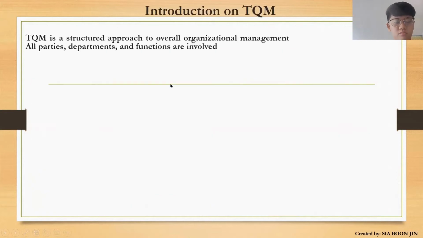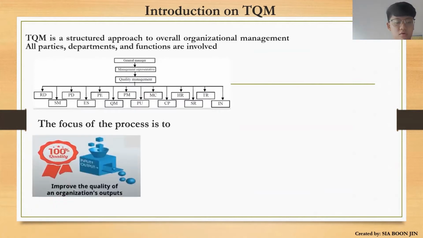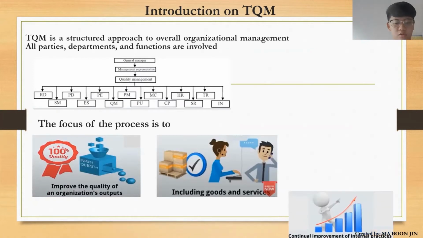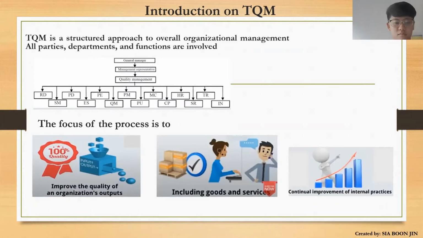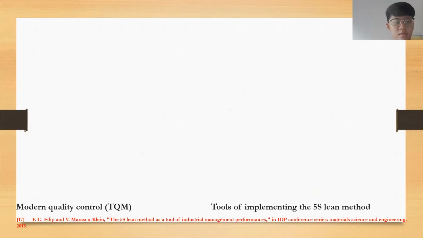So let me brief you about what modern quality control, TQM, is. TQM is a structured approach to overall organization management. All parties, key departments, and functions are involved. The purpose of this process is to improve the quality of an organization's outputs, including goods and services, through the continued improvement of internal practice. And this concept was developed by William Deming.